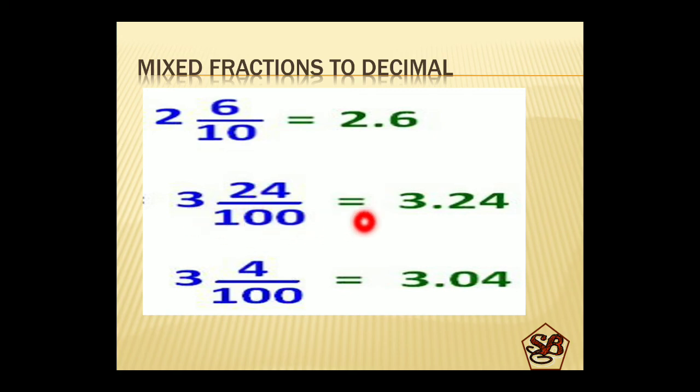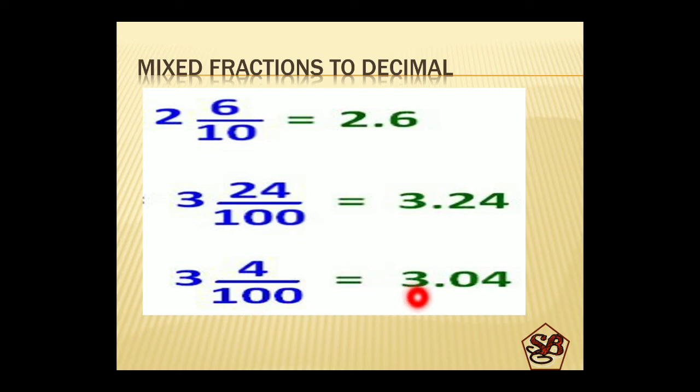Coming to the next example, 3 2 by 4 100. 3 is our whole number, so we write it as it is, and we put a decimal point also. Now here 100 has 2 zeros, so the decimal will come after 2 digits, 4 and 2, then the decimal, so the number is 3.24.